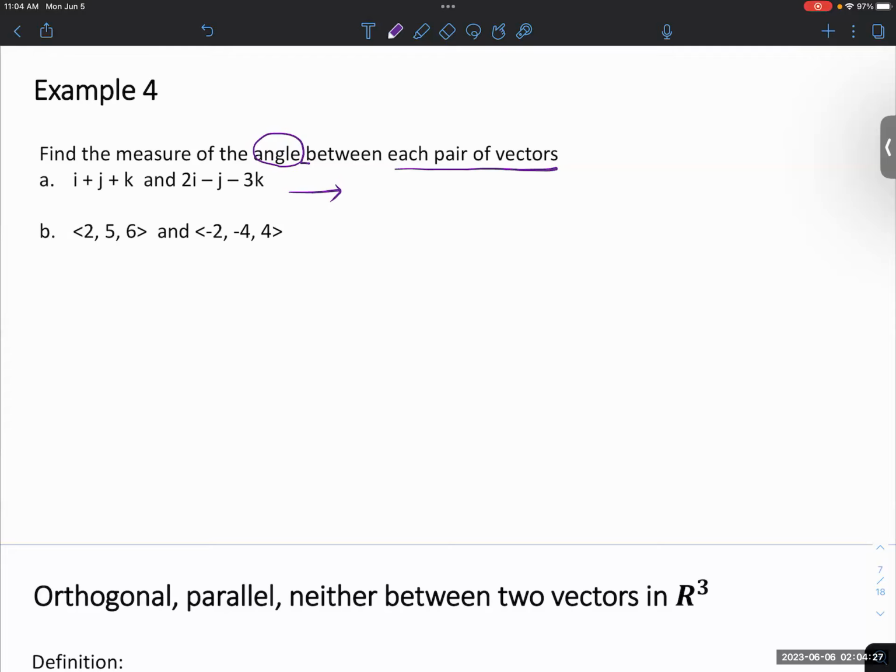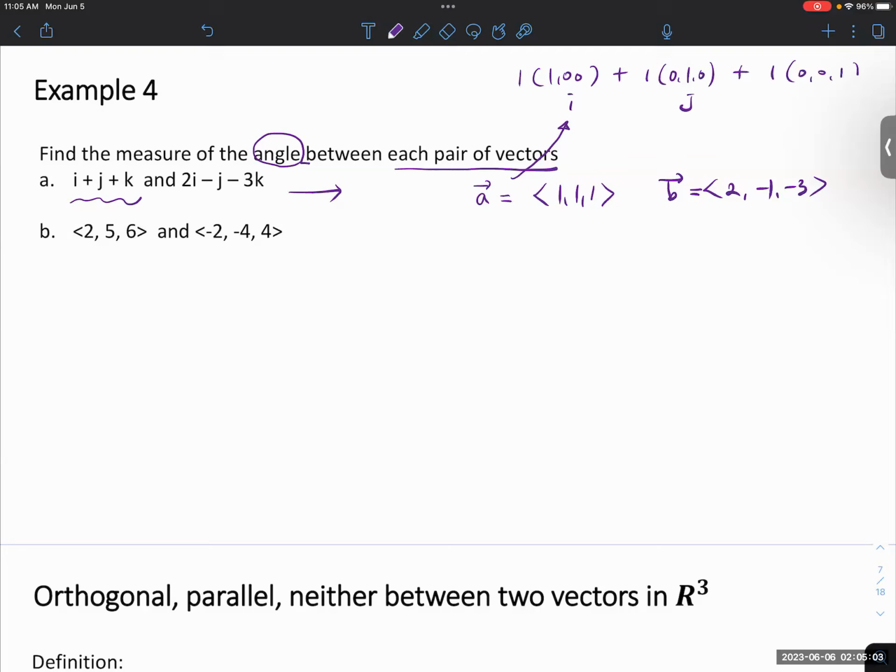What is the vector? I'm going to call A vector. So this is the standard base. So 1, 0, 0, 0, 1, 0, 0, 0, 1. So you just read the coefficient of each I, J, K. That's going to be the vector. So A vector is 1, 1, 1. How about the B vector? 2, -1, -3. Because you remember, 1 times 1, 0, 0, this is I, plus 1 times 0, 1, 0, this is a J, 1, 0, 0, 1, this is a K.